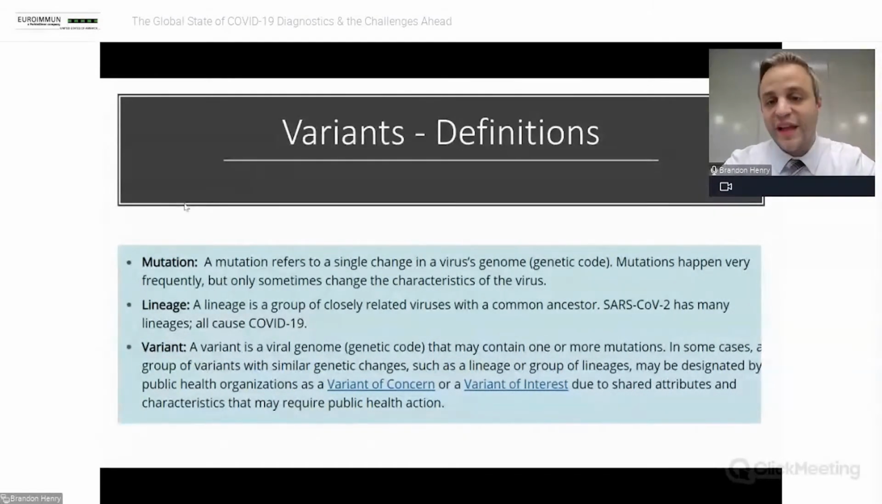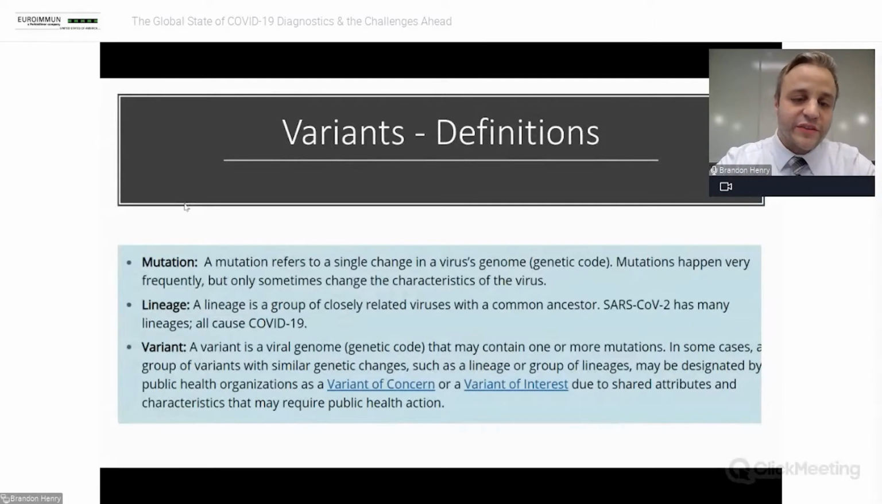We'll call them silent, they're synonymous mutations, and they do nothing. It just codes for the same amino acid. On the other hand, it could create a viral particle that's just not functional. So most of the time when a mutation happens, it very rarely changes an important characteristic of the virus.